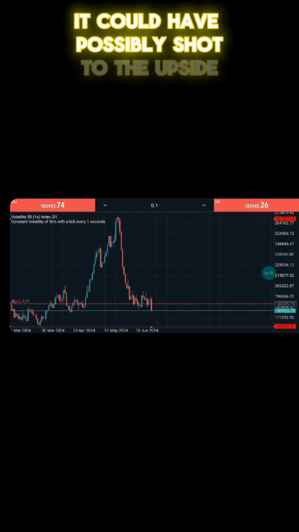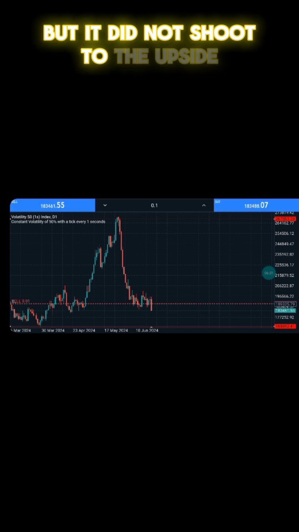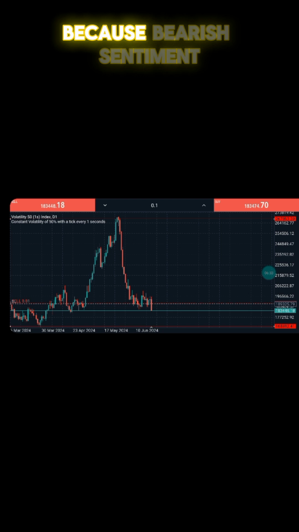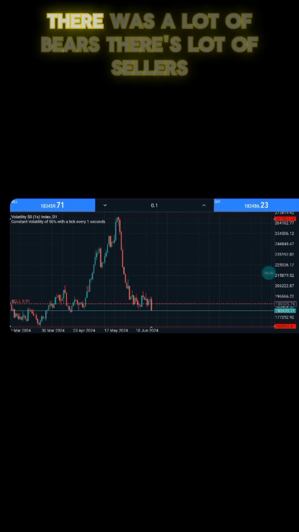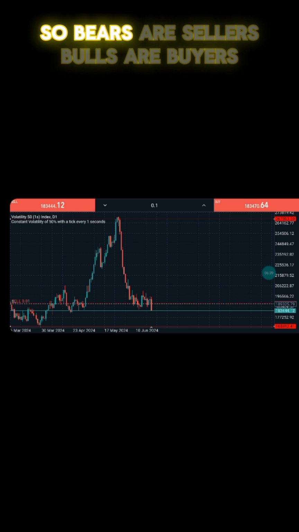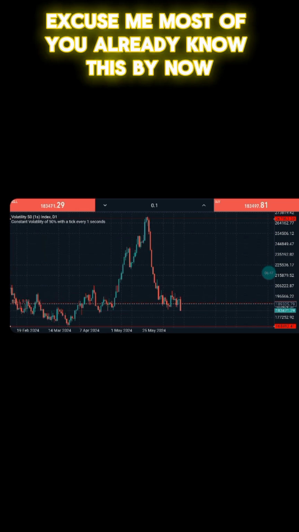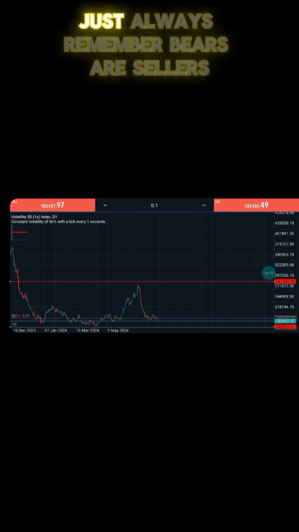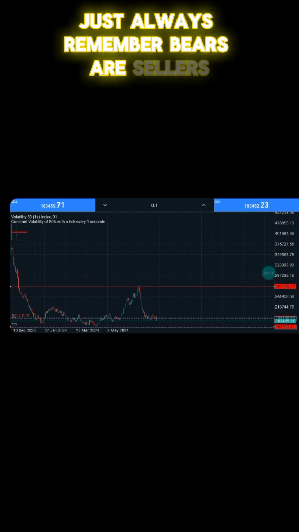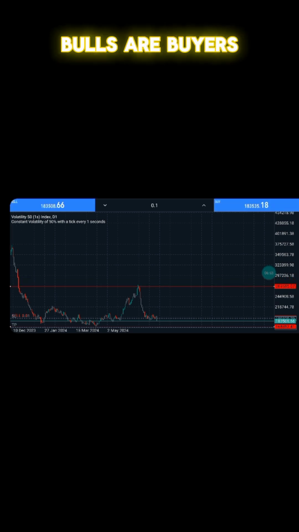It could have possibly shot to the upside, but it did not shoot to the upside because of bearish sentiment. There were a lot of bears, a lot of sellers. So bears are sellers, bulls are buyers. I'm sure most of you already know this by now, but for those who don't, just always remember: bears are sellers, bulls are buyers.